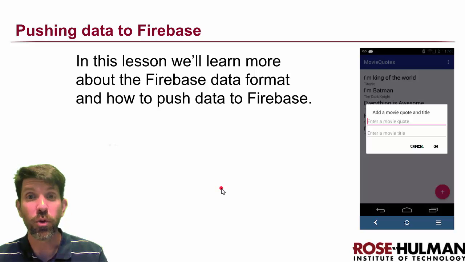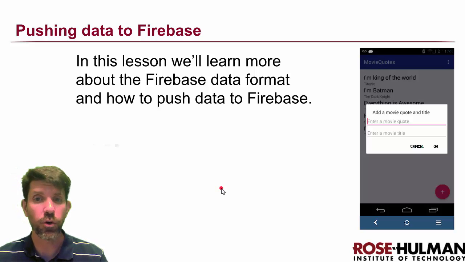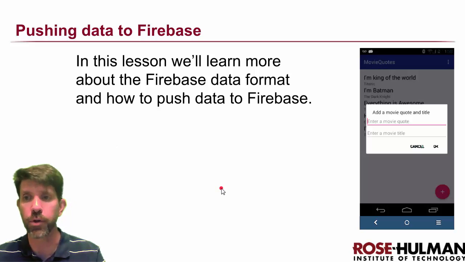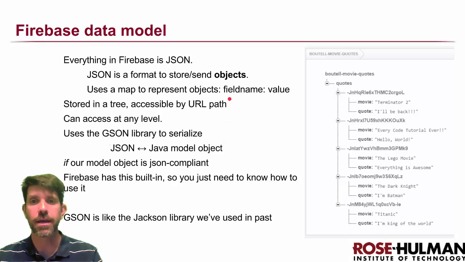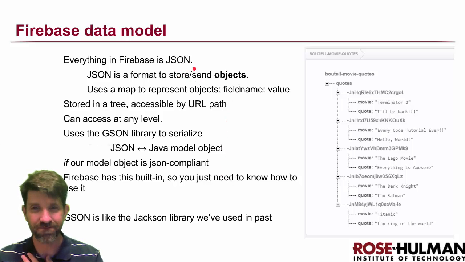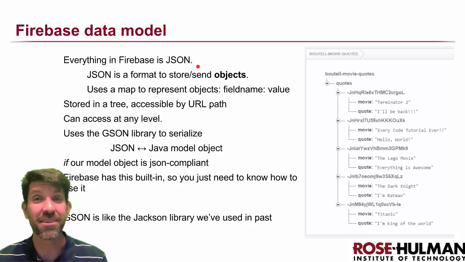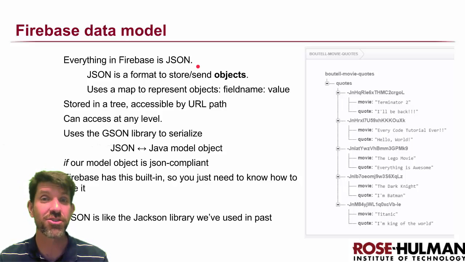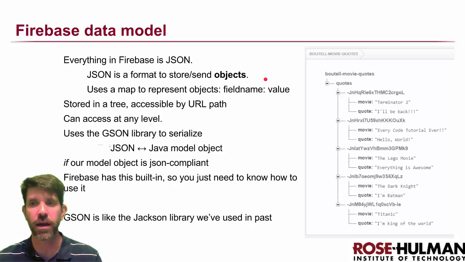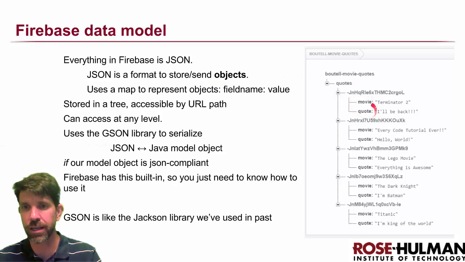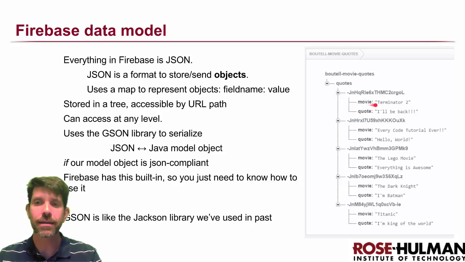All right, let's learn a little bit more about the Firebase data format, and we'll see how to push data to Firebase as a result. The first thing is that everything in Firebase is JSON, JavaScript Object Notation. That's a format that sends objects back and forth. Each one of these is an object, and technically it's using a map, taking field names to values, and so on.